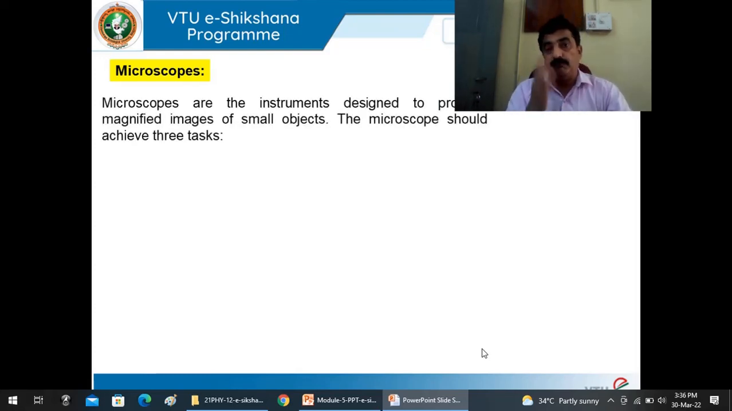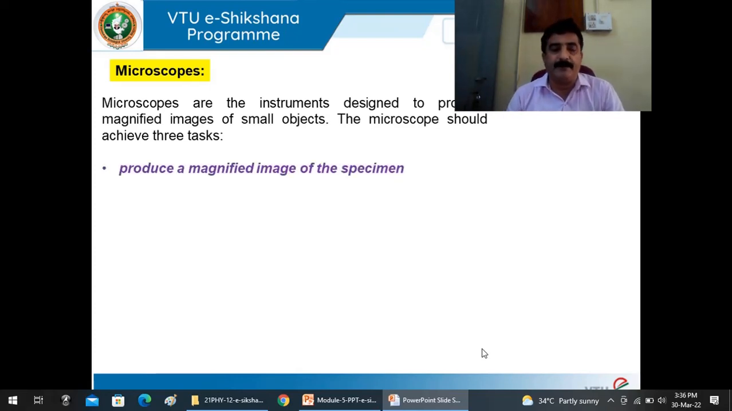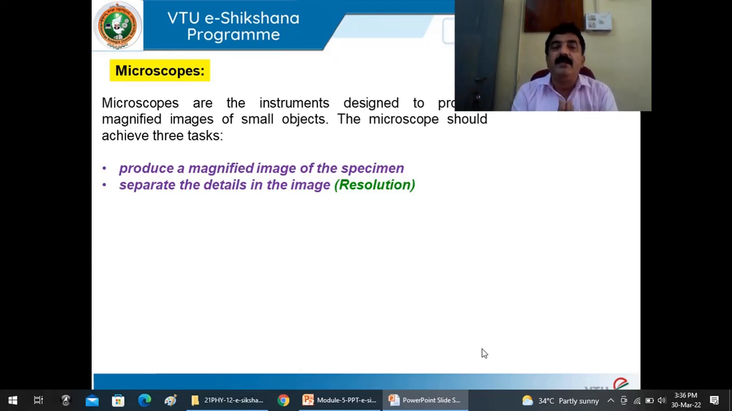What is a microscope? We define microscope broadly like this. Microscopes are the instruments designed to produce magnified images of the objects. That is the main purpose. And the microscope should achieve three tasks. It not only magnifies, it also should satisfy these three following points. Number one, of course, magnified image. Number two, resolution. Limit of resolution must be very high. Means they must be able to distinguish between two closely lying objects. Magnification, resolution, they go hand in hand.